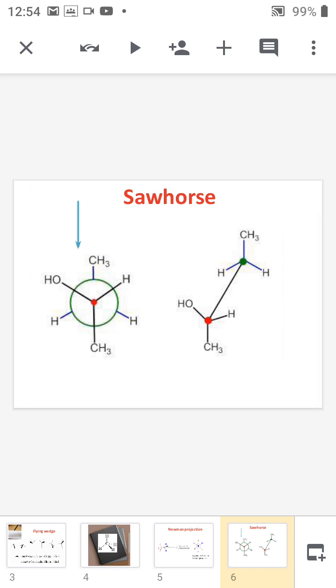I hope that you understand the 4 different representations, and we usually use the Newman projection formula and the Fischer projection formula in stereochemistry.